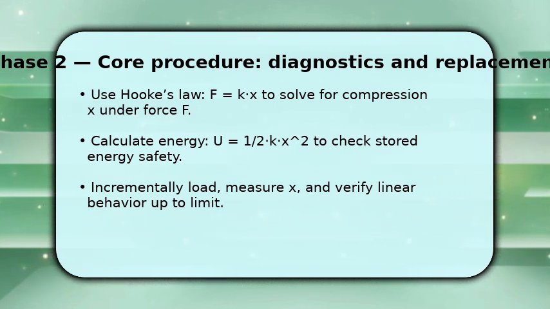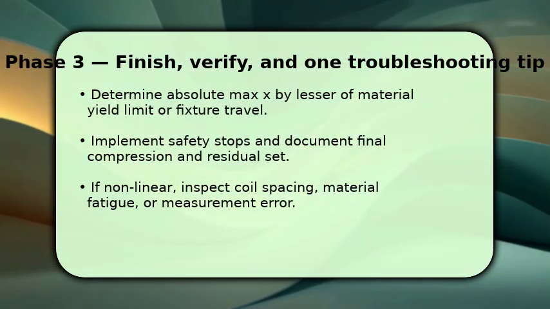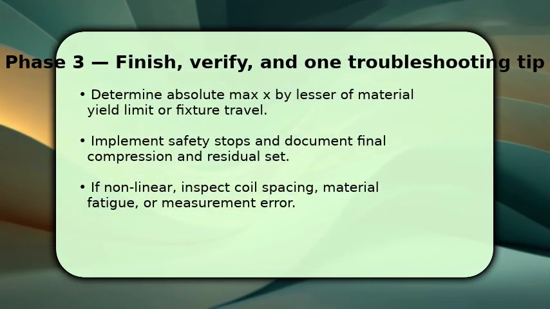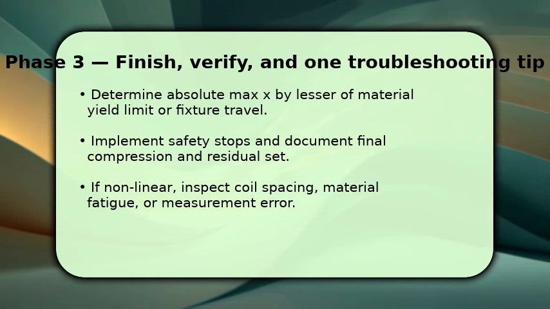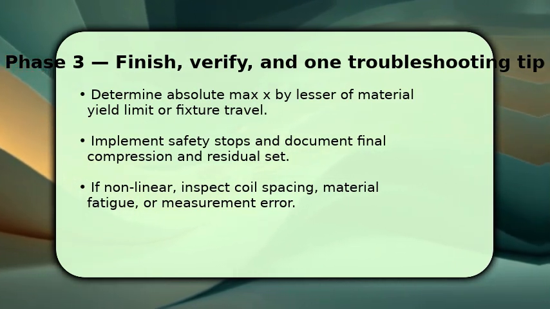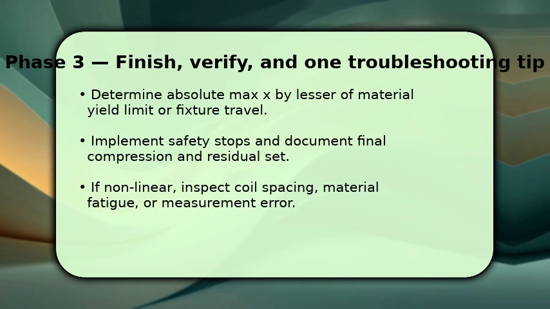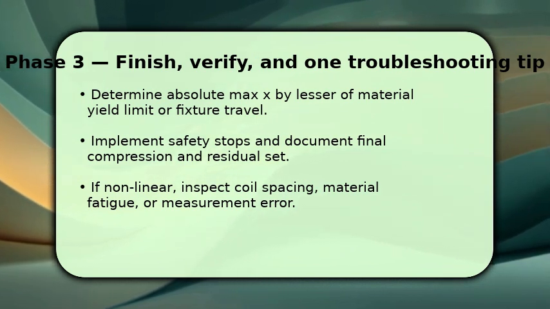You finish by selecting the maximum compression as the smaller of the calculated x for maximum allowable force and the mechanical travel of your fixture. This prevents coil binding. Install hard stops or energy absorbers to enforce that limit in use and document any permanent set after load removal.